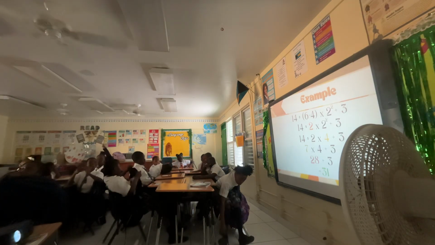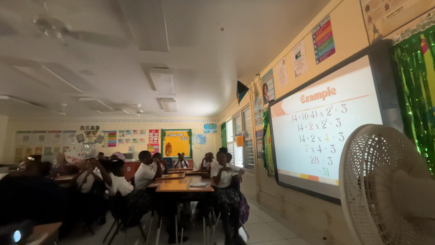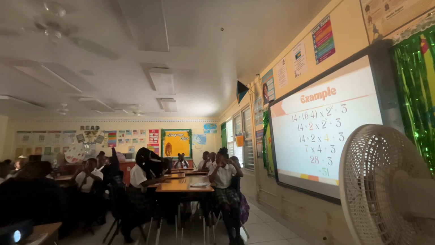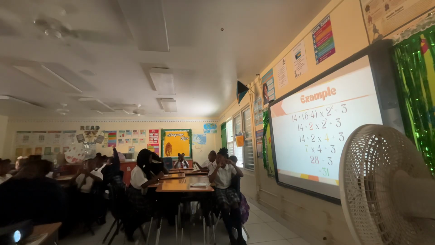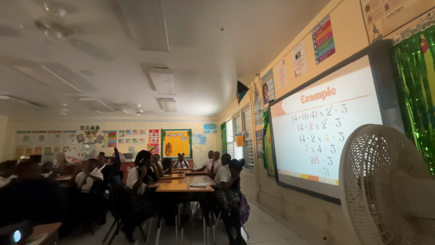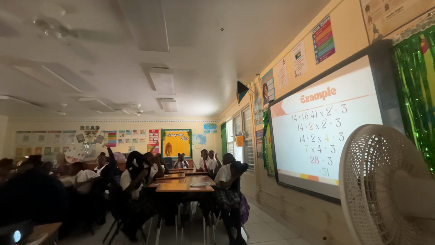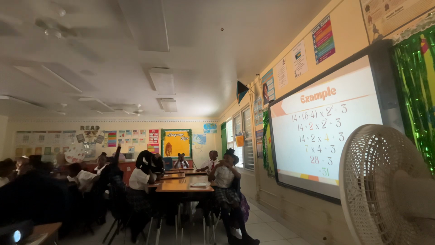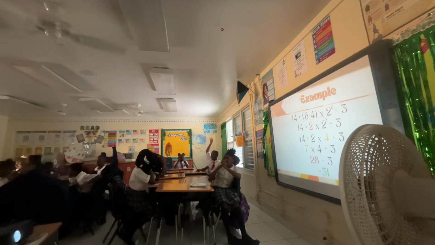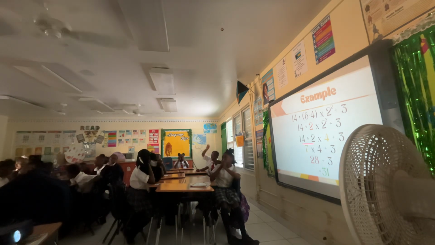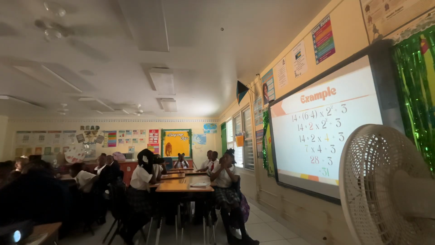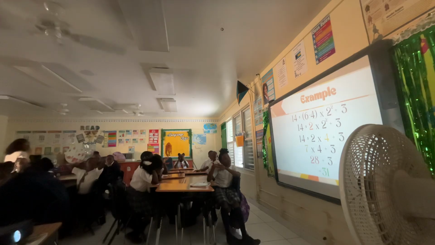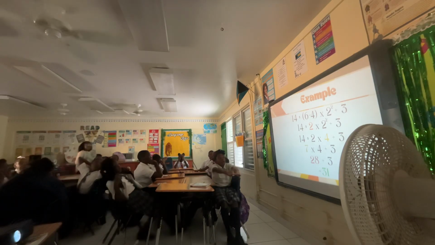Exponent. And what is the exponent, Terrell? What is the exponent in this number? 2. How do you read that number? 2 to the power of 2. Can anybody tell me what 2 to the power of 2 is? 2 to the power of 2 is 4. So our new problem becomes, read our new problem, grade 5. 14 divided by 2 times 4 plus 3.